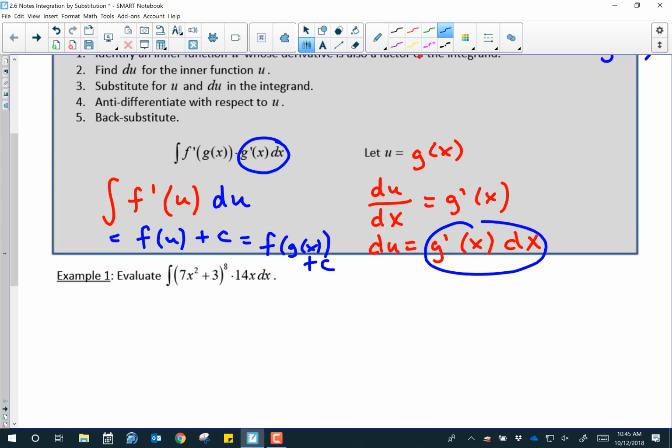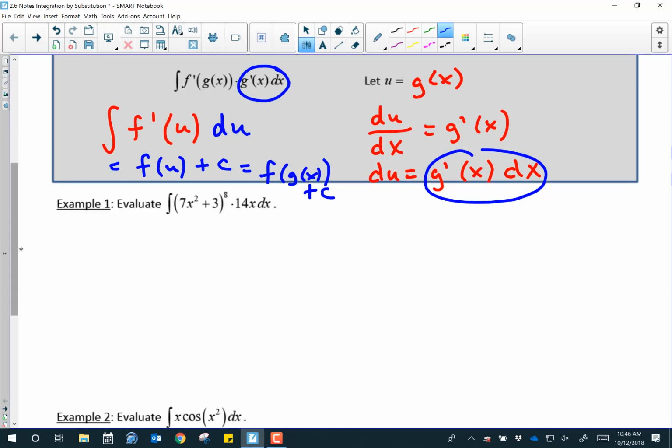Is this only indefinite integration? Yes. Now, you can do it with definite integration as well, and we're going to look at that. But right now, we're just looking at indefinite integration. Indefinite integration does not have limits of integration. Your answer is a function of x. Definite integration, you get a numerical value that represents the area under the curve.